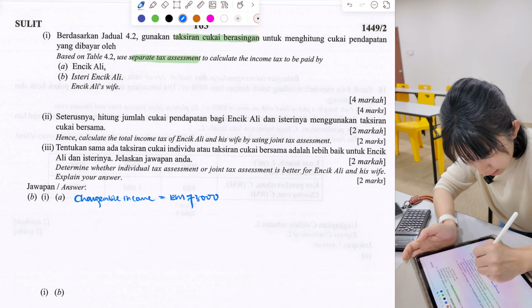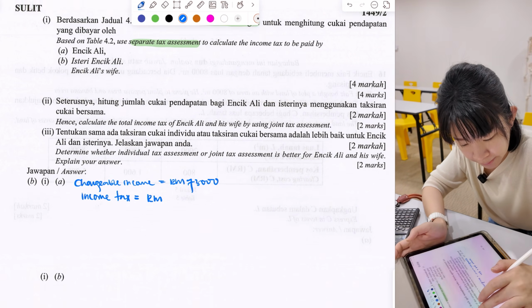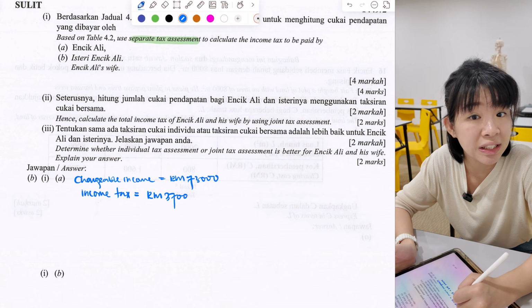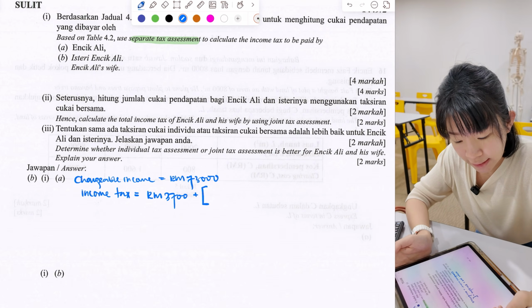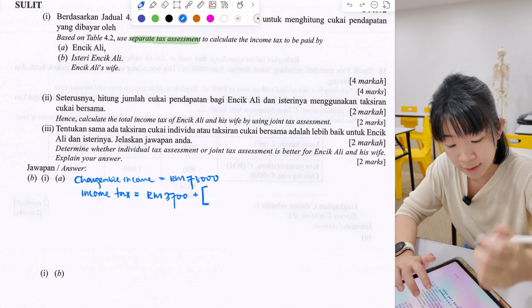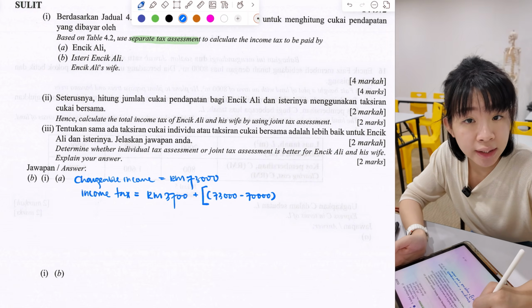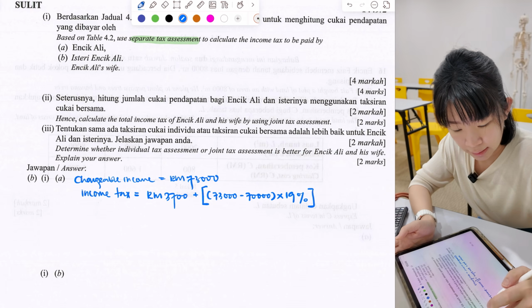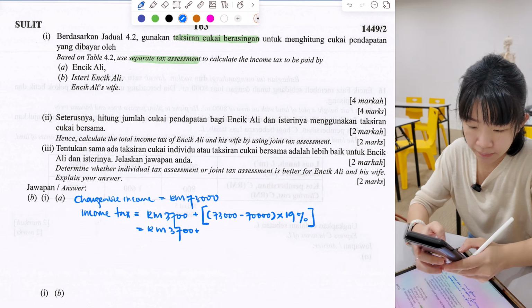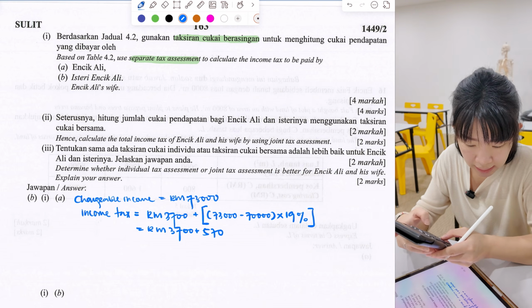Okay, so how about the income tax? Income tax, he definitely has to pay 3,700. This 3,700 is for the first 70,000 income, but his chargeable income is 73,000. There are 3,000 extra that need to be calculated separately. So we take 73,000 minus 70,000, then the remaining 3,000 times 19%. So we get 3,700 plus 3,000 times 19%, which is 570.